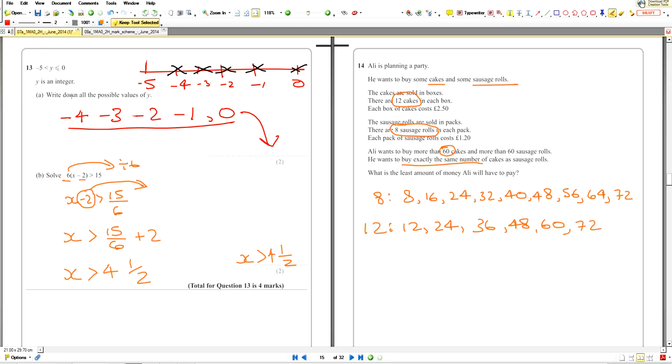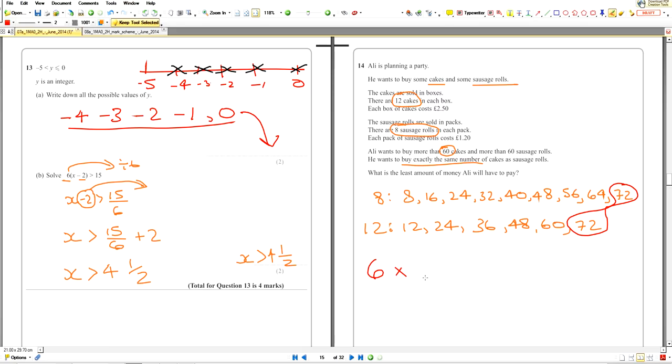Now it says here that we need to find more than 60 of each, but exactly the same amount. So what will that make then? So 72. Now, if you're gonna stick to that number, if you're gonna buy 72 of each here, then we need to know how many packets of the 12 and how many packets of the 8. Let's do that now. So how many 12s make 72? 6. So we're going to buy 6 boxes of cakes.